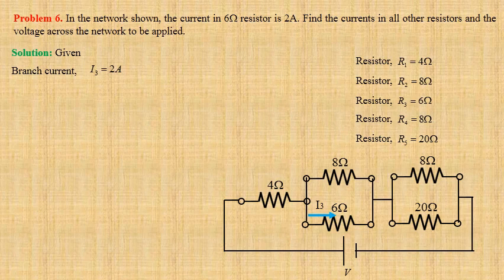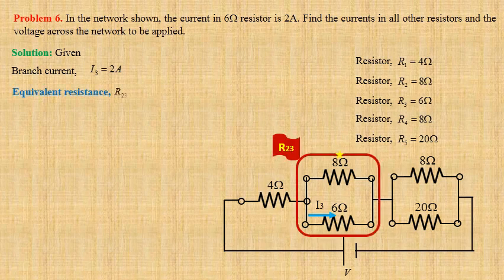Here resistors R2 and R3 are connected in parallel. Their equivalent resistance R23 equals R2 parallel with R3, that is equal to R2 into R3 divided by R2 plus R3. Using values we get 8 into 6 divided by 8 plus 6, that gives us 24 upon 7 ohm.